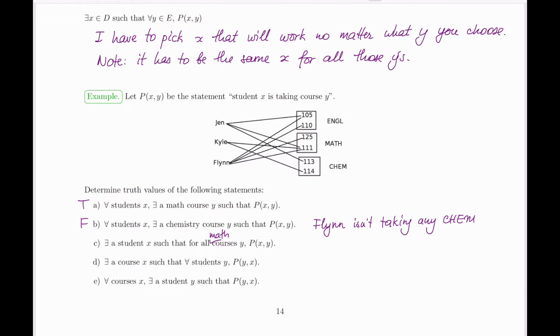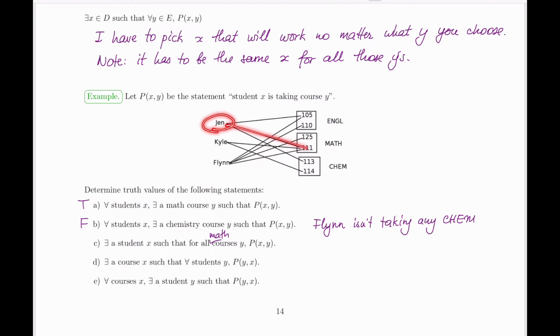So let's read this through again carefully. There is a student X. So there is one particular student. In our case, we have one of the three choices. There is one student, maybe more, but there's at least one, such that for all the math courses, that student is taking all of them. So, is there a student that is taking all of the math courses?